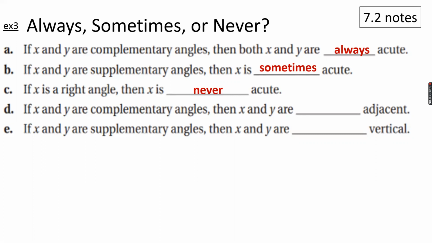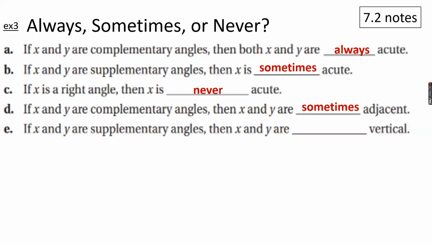Problem D says if x and y are complementary angles, remember 90 degrees, then x and y are blank adjacent. Hopefully you're thinking that they're sometimes adjacent. Adjacent means that they're touching, they're sharing a side. If you think back to previous problems, sometimes the angles are just next to each other. They're not actually sharing a side, and other times they are sharing a side. So it doesn't have to share a side to be complementary. It just means that the numbers have to add up to 90 degrees.